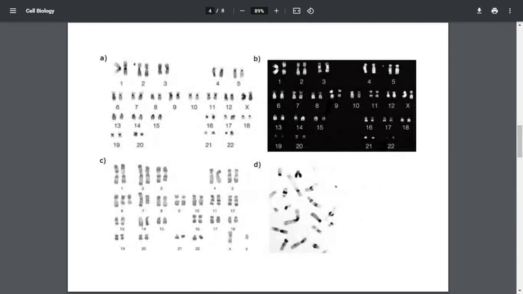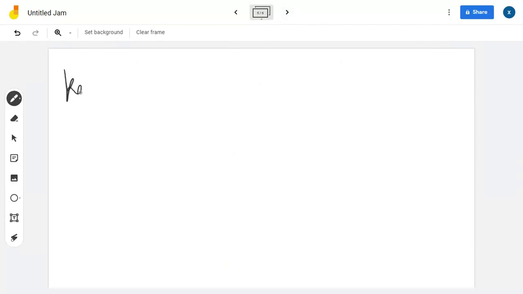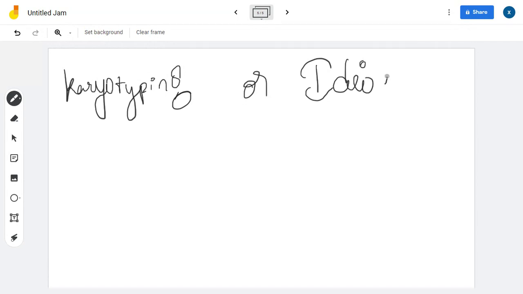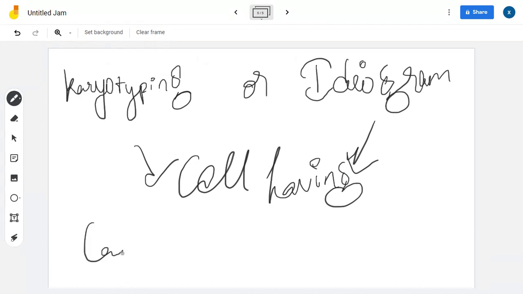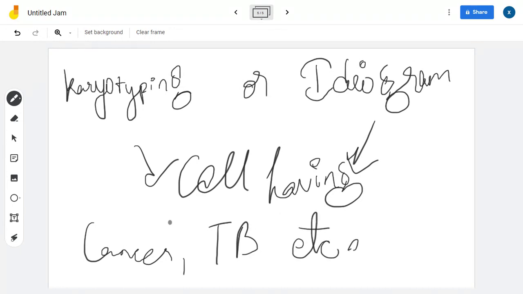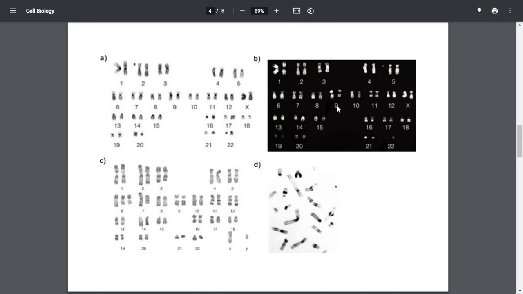So usually karyotyping or ideogram, both techniques are used to observe whether the cell has any type of disease, like cancer or tuberculosis, etc. Karyotyping helps us to know whether the cell has cancer or tuberculosis, and not only during karyotyping, in ideogram also it is seen. So that is karyotyping.